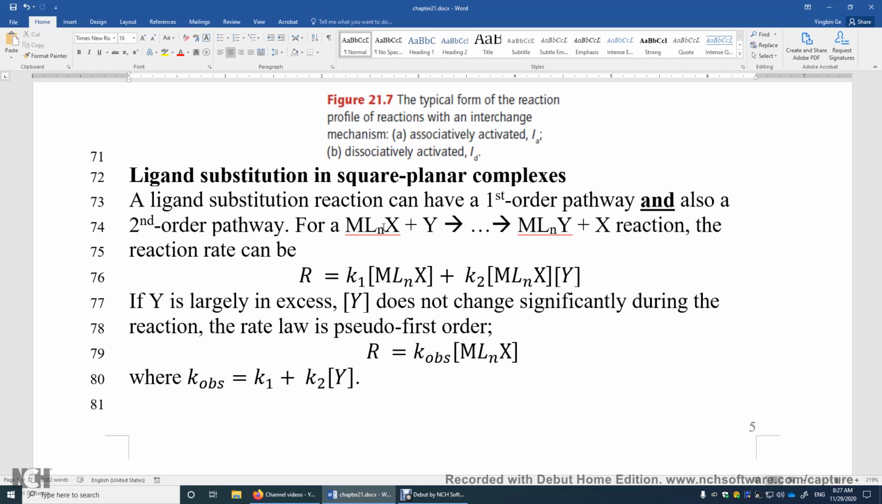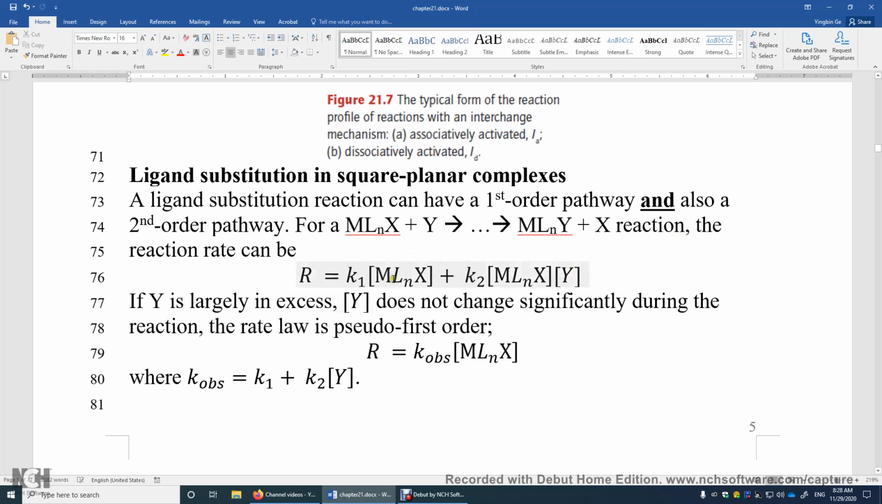So now let's look at this reaction. Again, Y is going to replace X in this transition metal complex. And I put a dot here because I don't know what the pathway is. And there can be multiple pathways. The product is this, okay? X is the leaving group, Y is the entering group. But the reaction rate can be a combination of, this is first order reaction rate, this is the second order reaction rate. Over here, this is proportional to the concentrations of two chemicals.